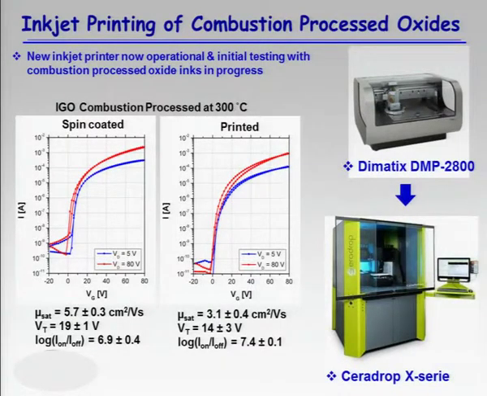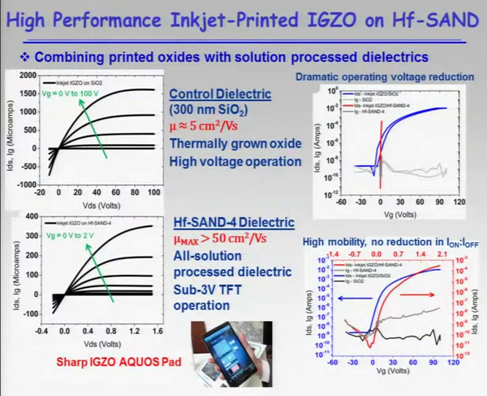I'm going to show you a couple of printing examples. This is spin coating IGZO, and this is printed using our little Dimatix. We've now bought one of these Ceradrop high-resolution printers, but you can see very little difference in the properties on a silicon dioxide gate dielectric of IGZO printed versus spin coated. But now let's go to that hafnia-based dielectric.